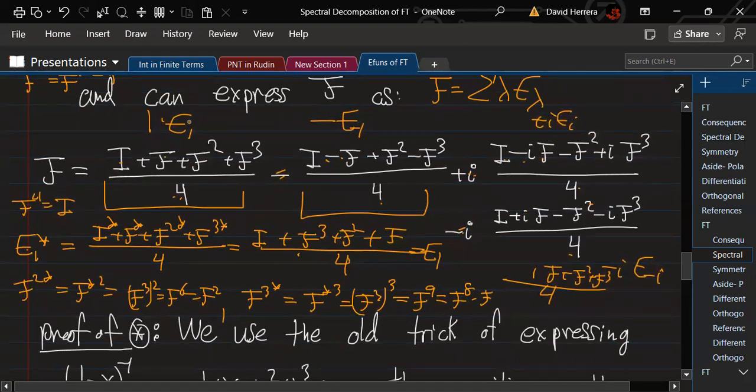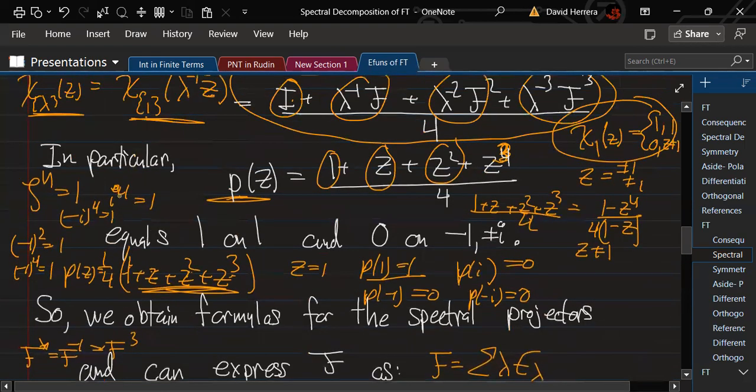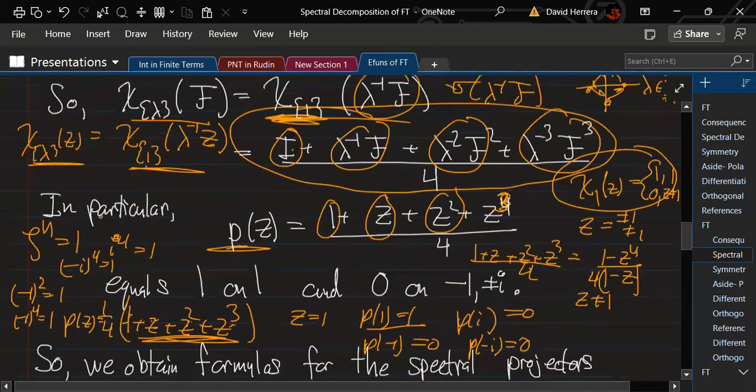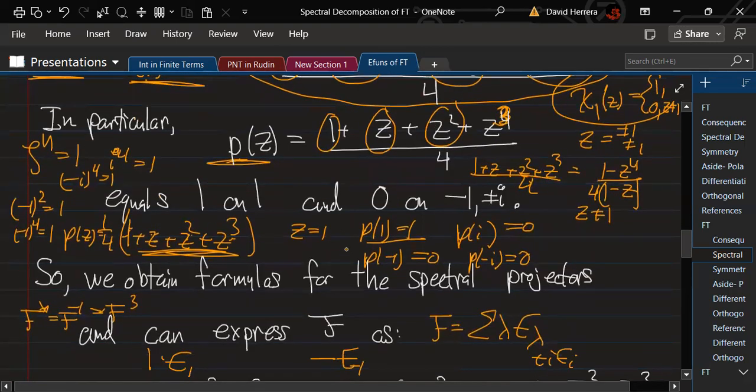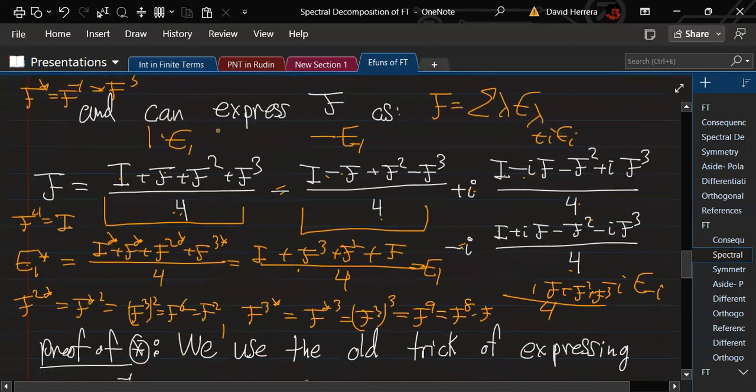The fact is that E1 is projection onto the eigenvectors of f. Because f is normal, it turns out that because these things are polynomials in f, then E1 is also going to be normal. E i, E lambda are all normal, and they're projections. So a normal projection turns out to be an orthogonal projection. That's just a fact.